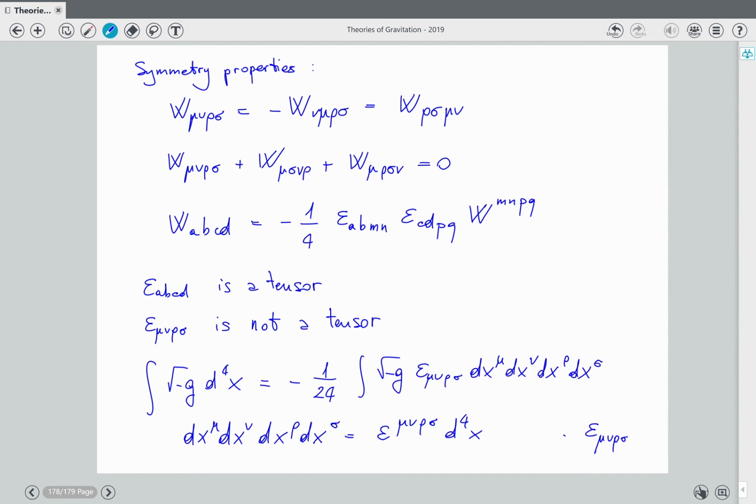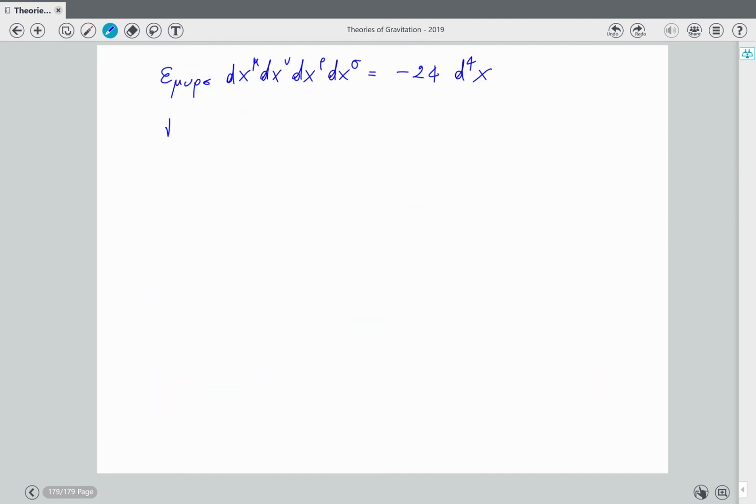Now we see it as a differential form. This differential form has these components. So this is a tensor. And indeed, what you obtain is something that transforms correctly. So square root of minus g epsilon mu nu rho sigma is a tensor.